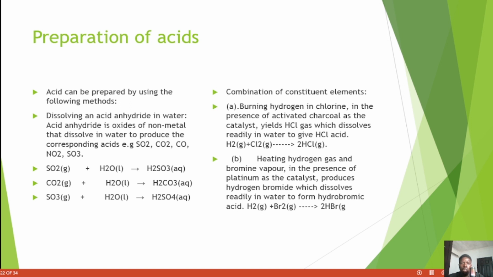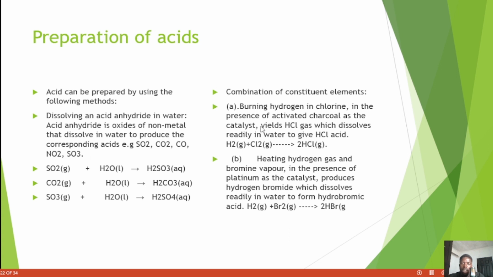So the implication is that when you dissolve any of these acidic oxides in water, you automatically produce an acid. As you can see, SO2 plus H2O gives us H2SO3. CO2 plus H2O gives us H2CO3. SO3 plus H2O gives us H2SO4. So that's basically what happens with this method.